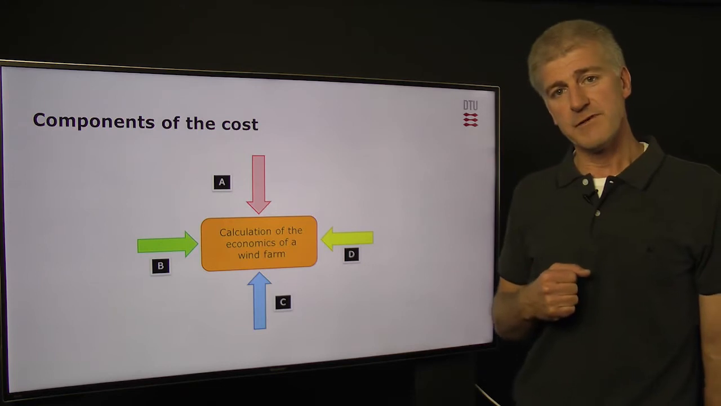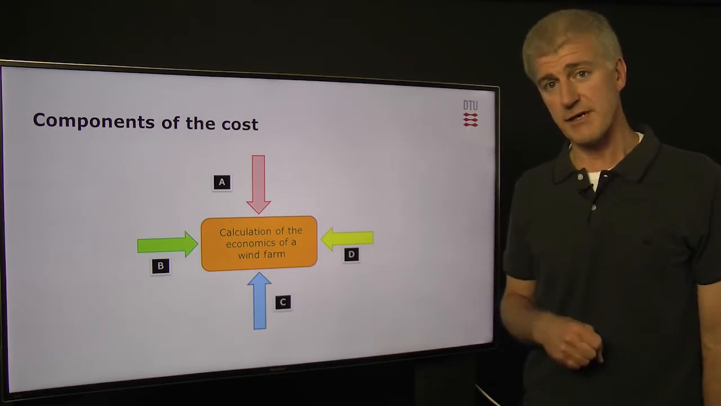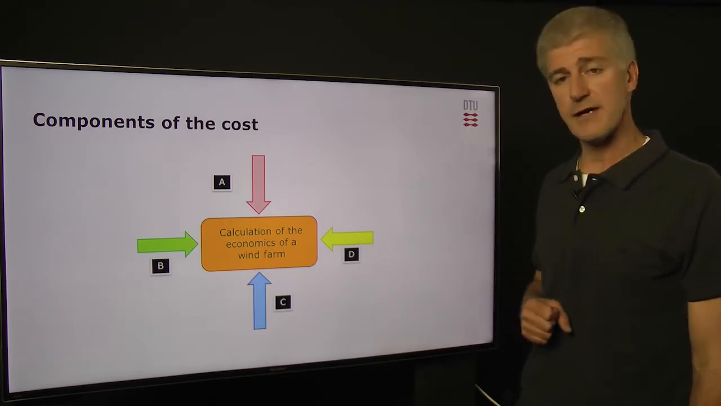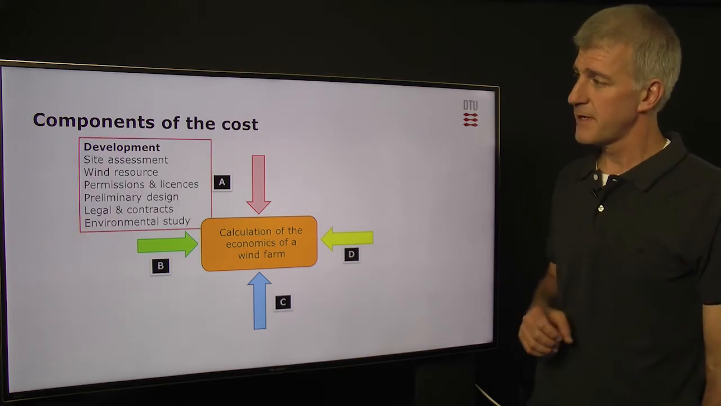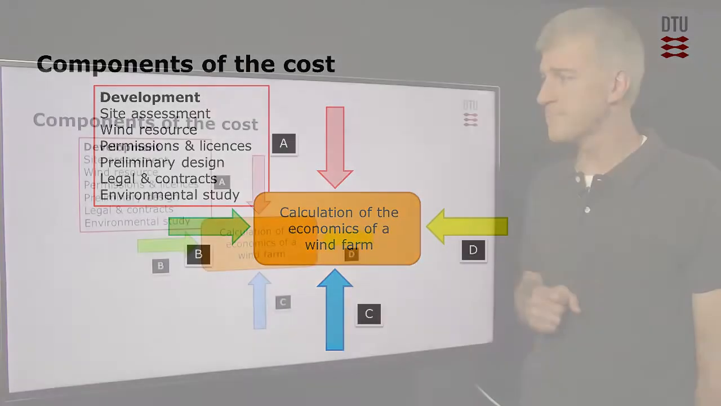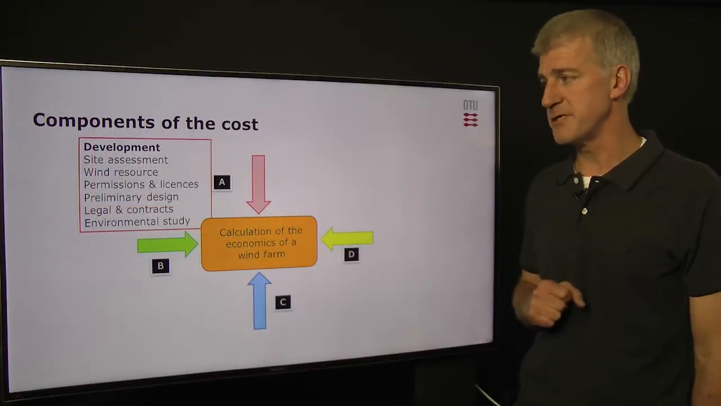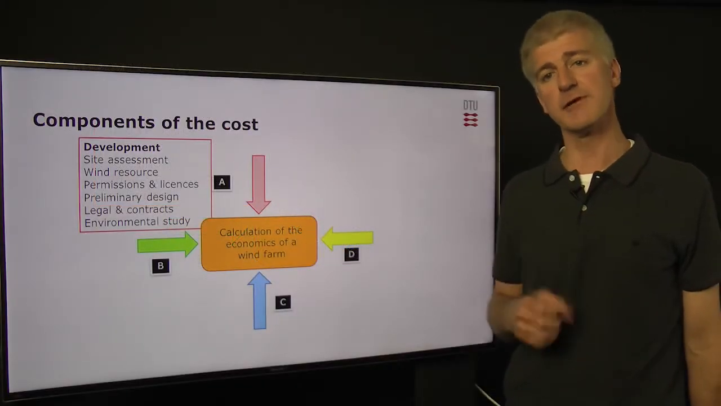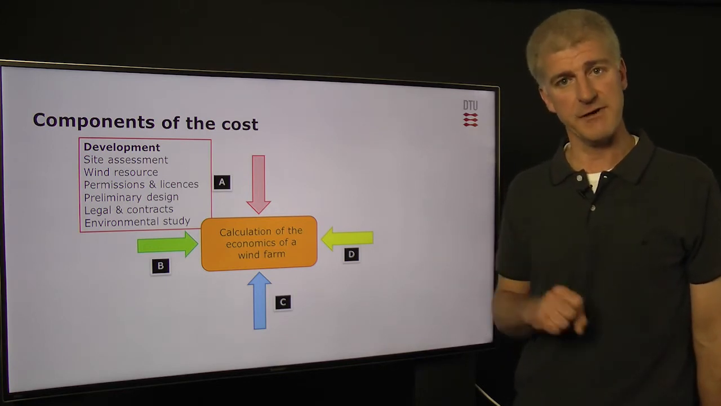So let's look at the individual components of the costs that go into making and operating the wind farm. Firstly, in this development phase, we're going to have to pay out for actually making assessments of the sites. We also need to do a wind resource campaign, and we're going to have to get these permissions and licenses, and we are most probably going to need some expert advice from outside.